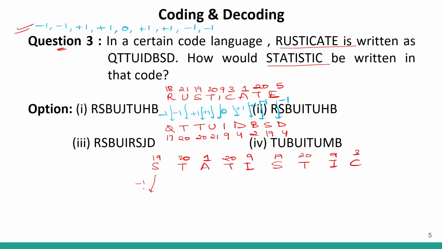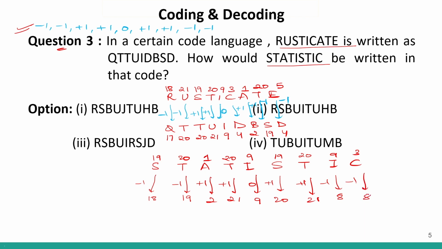So this will be -1, so 18, this will be -1, so 19. This will be +1, so 2. Here also +1, so 21. No change, 0, so 9. Okay, then +1, so 20, +1, so 21. Then over here -1, so I'll get 8 and -1, so I'll get 2. Correct? Now let me put the alphabets.